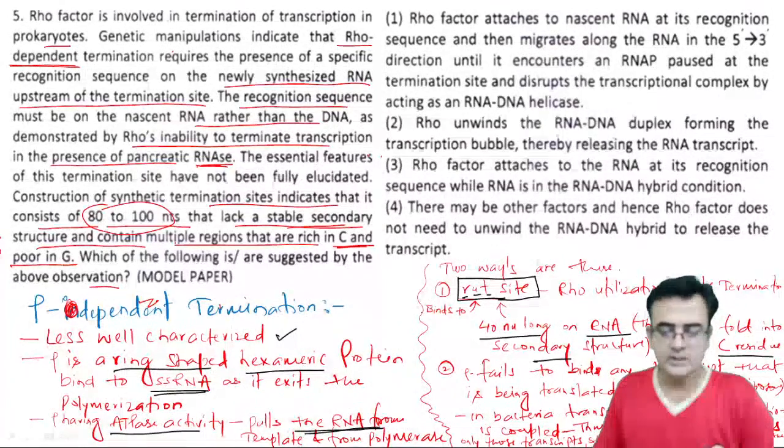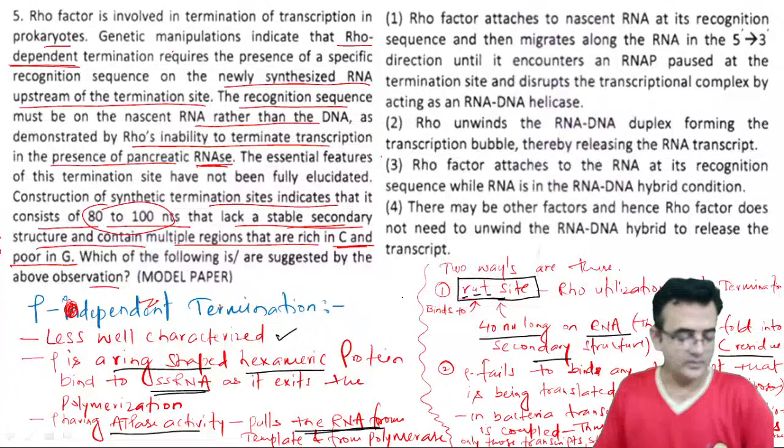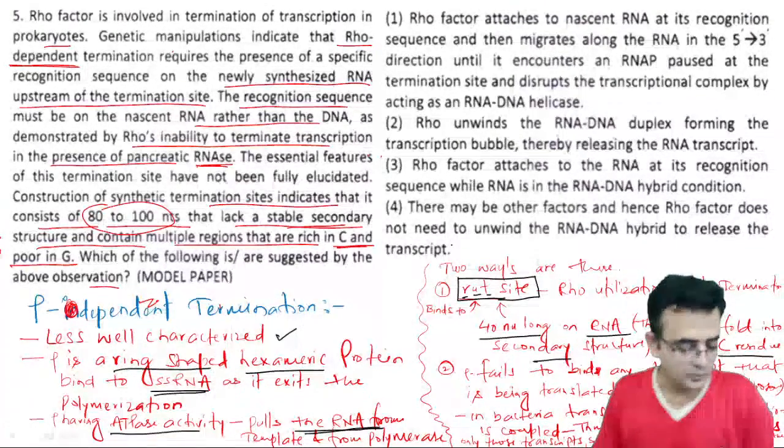Another important thing about rho dependent termination is that rho fails to bind any transcript that is being translated, right? If the 40 nucleotide rut site is bound to the ribosome, then they are not able to bind over there. So in bacteria, where we know transcription and translation are coupled, it is very difficult for rho to terminate, right? So now we come back to the question, right?